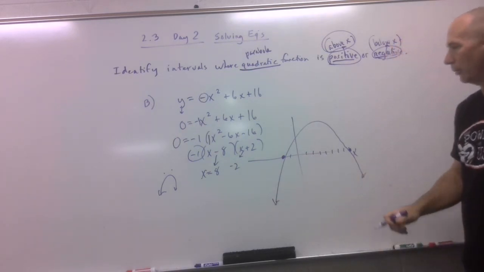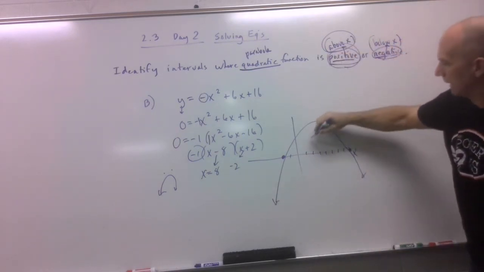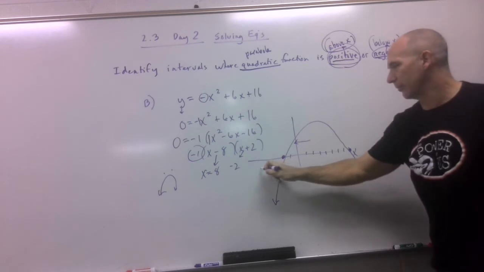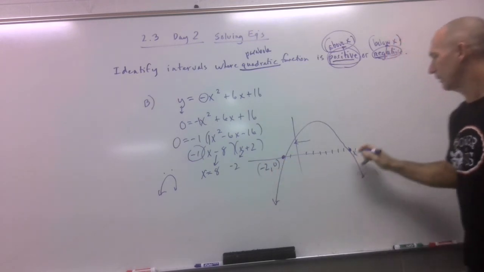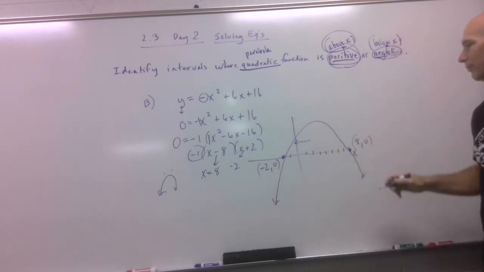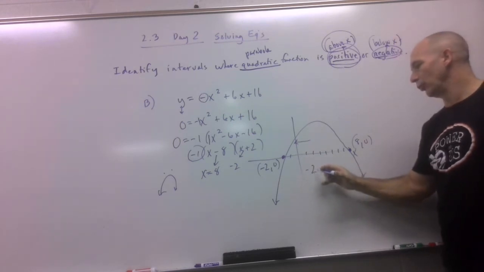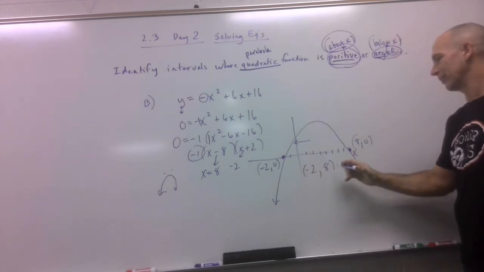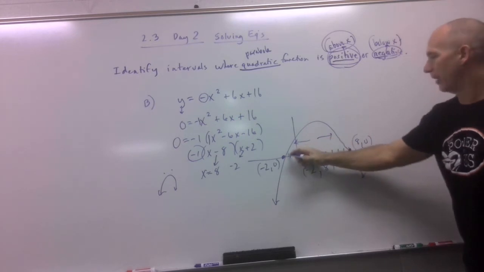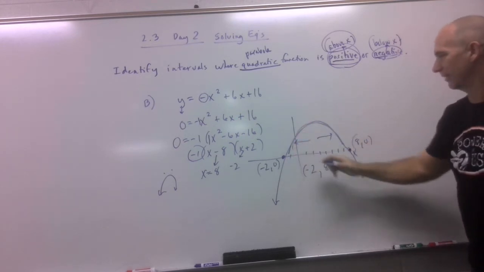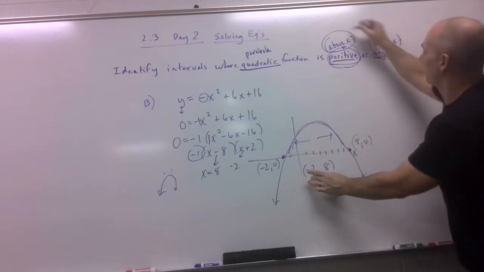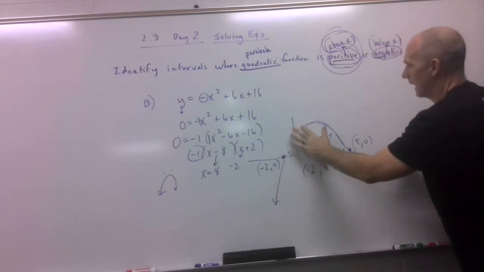Perfect? No. Where's my positive? That's anything above the x-axis. So this is -2, 0. This is 8, 0. So I can go from -2 all the way to 8. That's the stuff above the x-axis. That's my answer for the positive. Now I'm going to get rid of that.